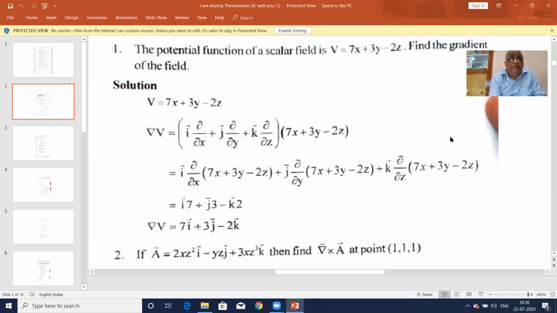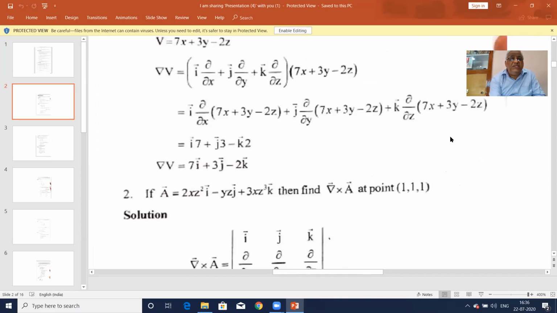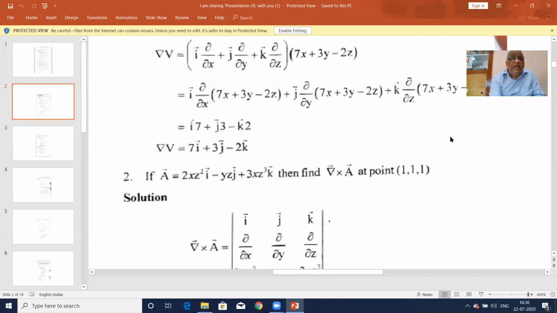Second problem: a vector A is given as A equal to 2xz squared i minus yz j plus 3xz cubed k. Then find out curl of A, or del cross A, at the point 1, 1, 1, where x is 1, y is 1 and z is 1. So how to solve this problem?